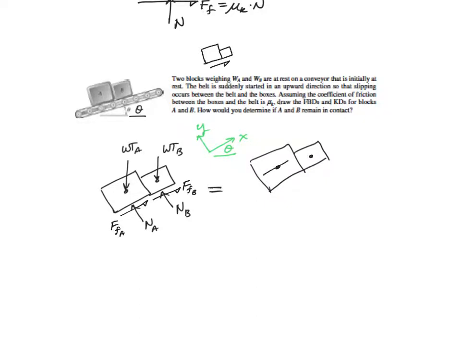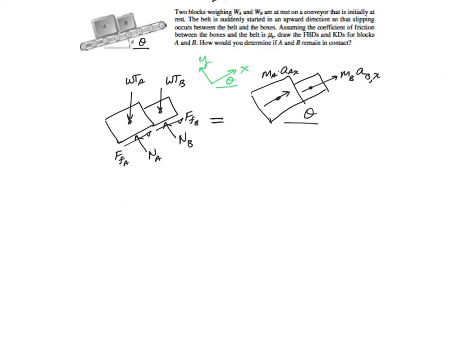Over on the right-hand side, I'm going to have the mass of A times the acceleration of A, and I'll put it in the x direction. I'll also have the mass of B times the acceleration of B in the x direction. All right, and these would all be at an angle theta right there. So those are our FBD, KD for both blocks together. Now let's take a shot at doing the blocks on their own.